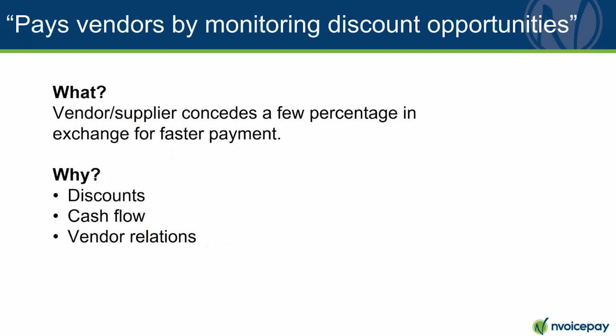Pays vendors by monitoring discount opportunities. Think of AP like a credit card. Again, credit is a liability. Vendors and suppliers allow an organization to charge for a good or service, and they'll repay within an agreed upon time. However, vendors and suppliers may be willing to reduce the bill by a few percentage points if they were paid a little sooner. These discounts are advantageous to both parties because it helps accelerate cash flow, and that always keeps everyone happy.